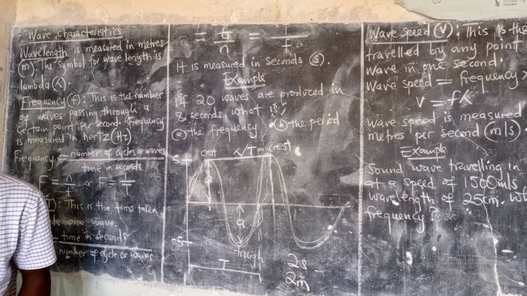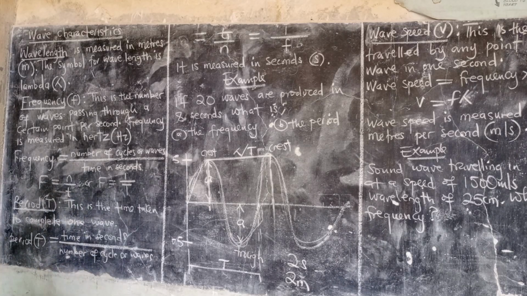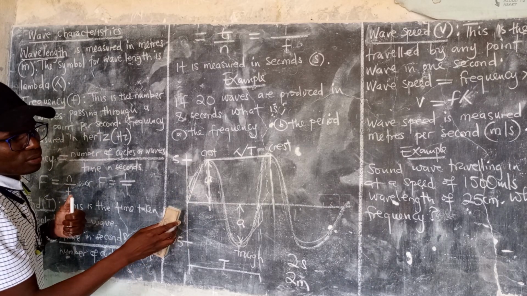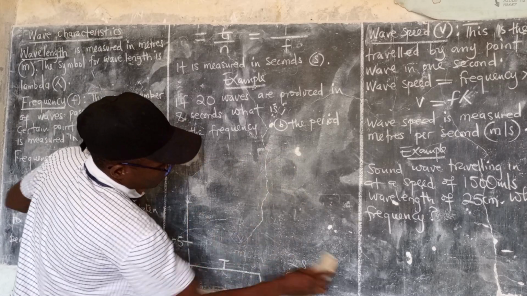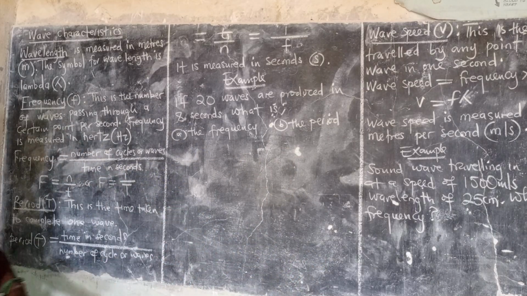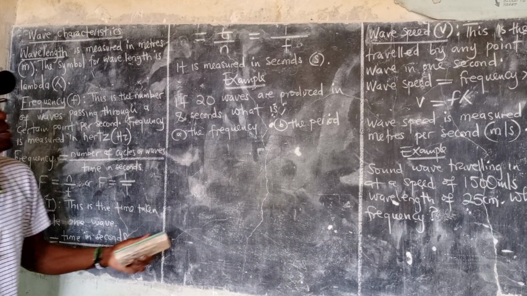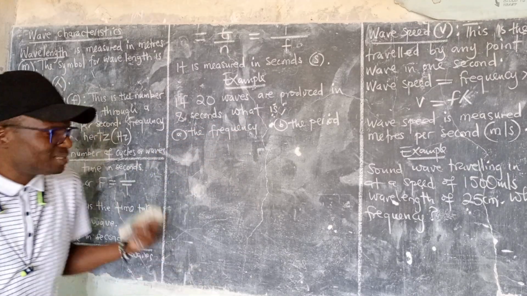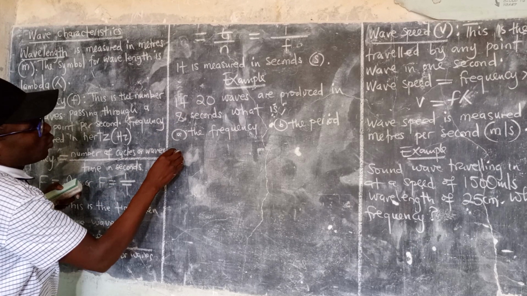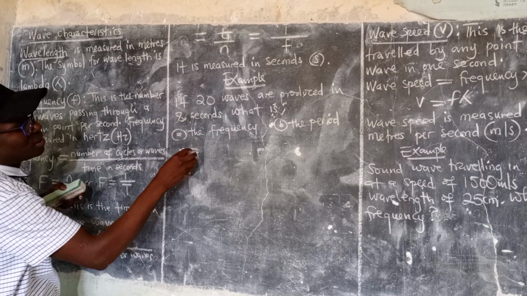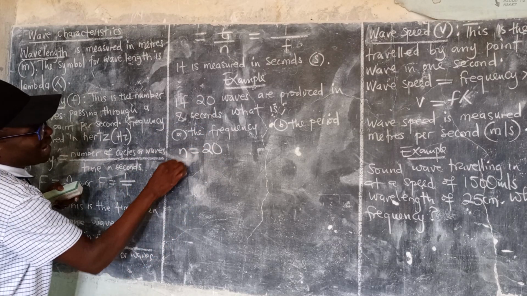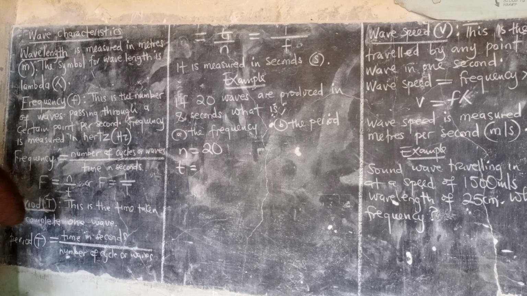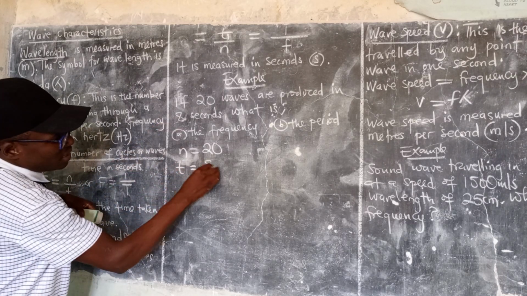Let's have an example right now. We're good? Yes. Okay. The question says, if 20 waves are produced in 8 seconds, what is the frequency? Simple. How many waves are there? The number of waves produced is 20, in how many seconds? 8 seconds.